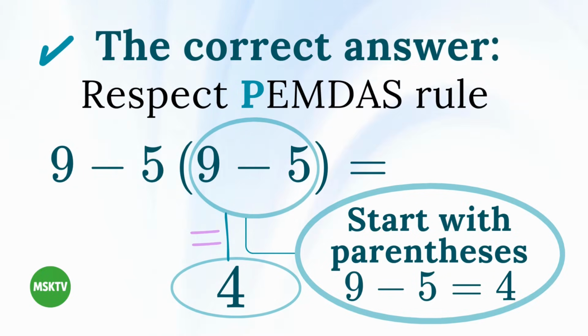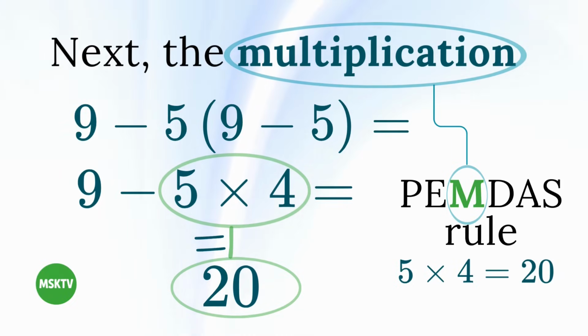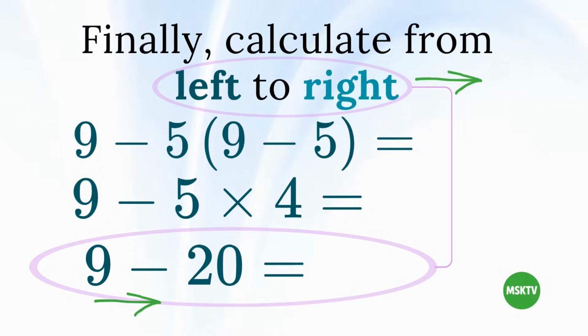So, 9 minus 5 is 4. Now, we look at what comes next. Respecting the PEMDAS rule, there is a multiplication on the left of the 4, so we need to find the product of 5 times 4. As you can see, 5 times 4 equals 20.